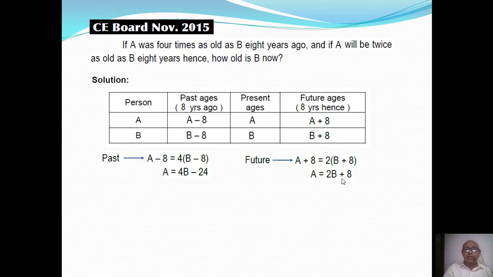So we can equate the two equations. So 2B plus 8 equal to 4B minus 24. And we can solve for B, that is equal to 16. And this is the requirement, how old is B now? So B is 16 years old. Okay, next problem we have here.